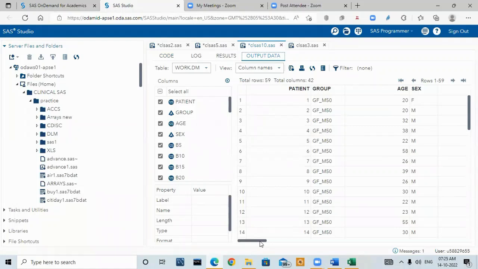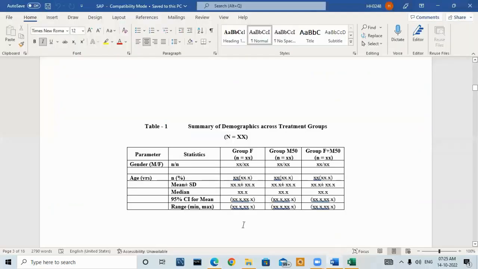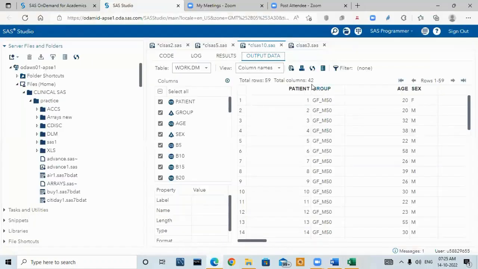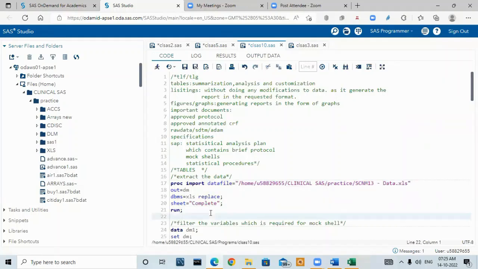But in this program there are so many variables. Total columns, how many? 42 variables are there. But in our statistics, whatever we want to do in the mock shell, how many variables are mentioned? We want gender, one variable. Age, second. And the group. Here, the group variable is also there. We are dividing the group into three types. 3-4 variables are there at most. We don't have many variables. But here there are almost 42 variables. We don't want this many variables for the table we want to derive from our mock shell.